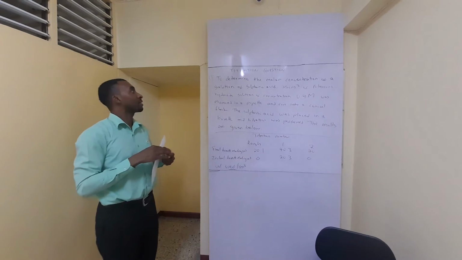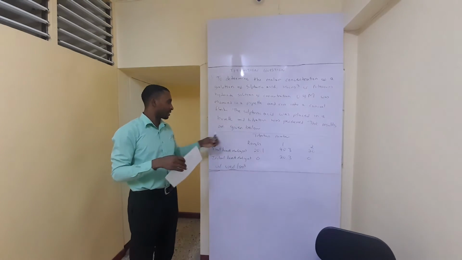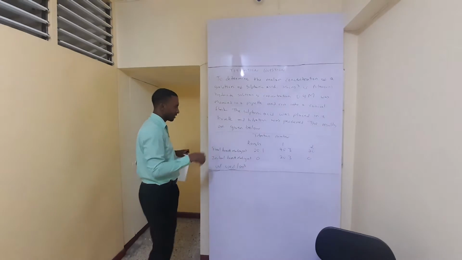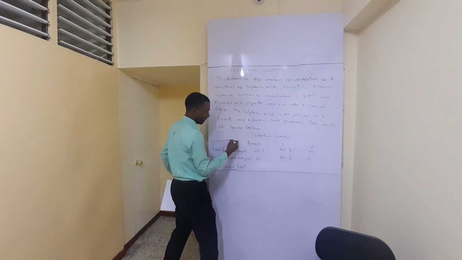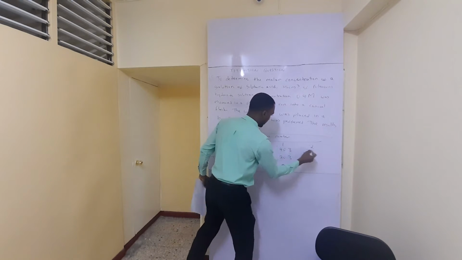Alright, so I want you to write the introductory statement plus this table from the board, and then I'm going to erase it and continue the different parts, alright?